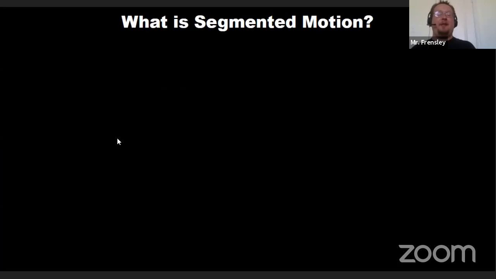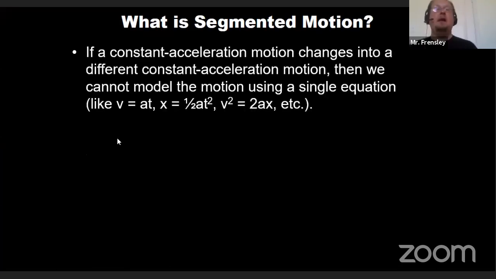Here's what you need to know about this thing I call segmented motion. Segmented motion is when you have a constant acceleration which suddenly changes into a different constant acceleration. It was 10 meters per second squared, now it's 0, for example. So we can't model that motion using just one kinematics equation. We have to use multiple kinematics equations.